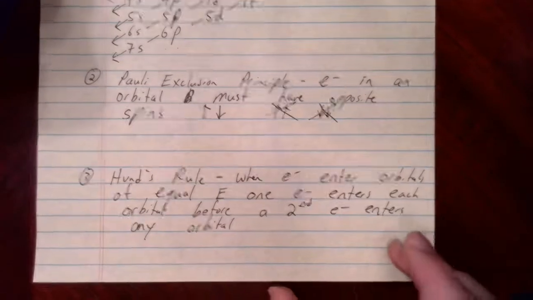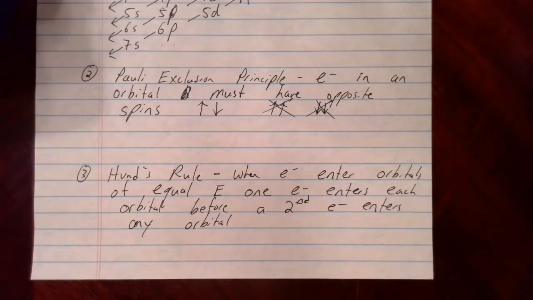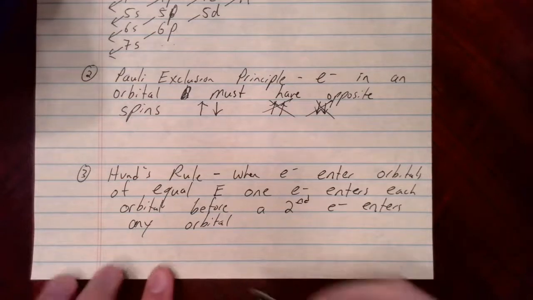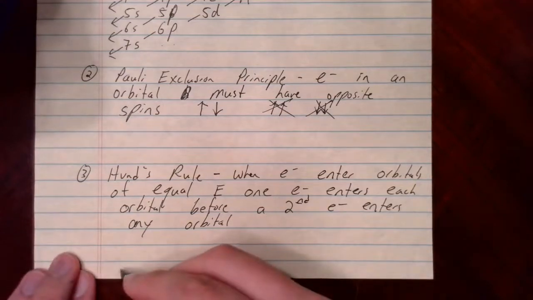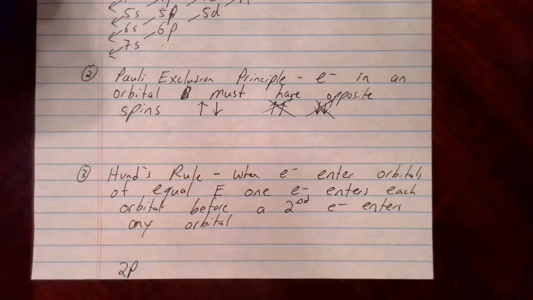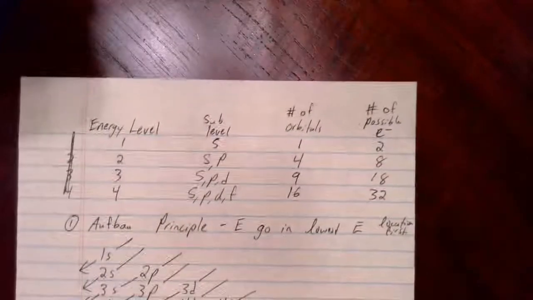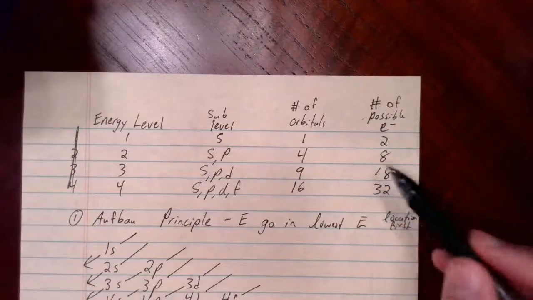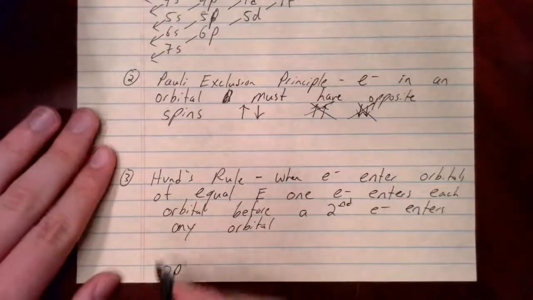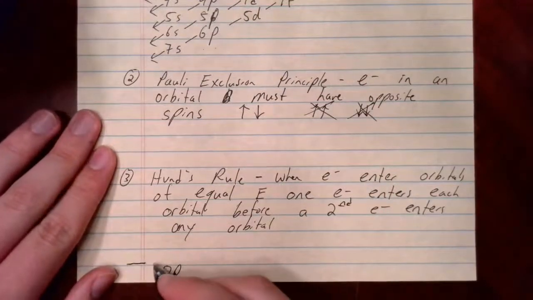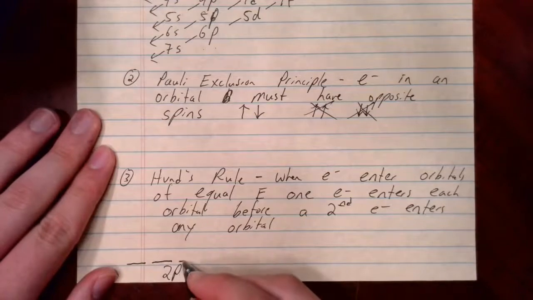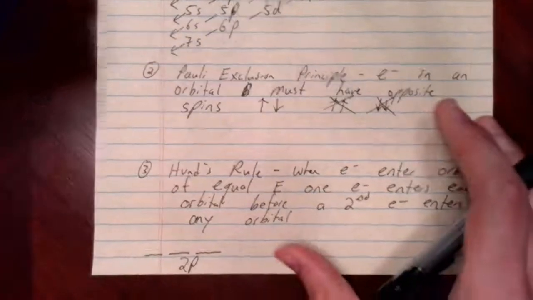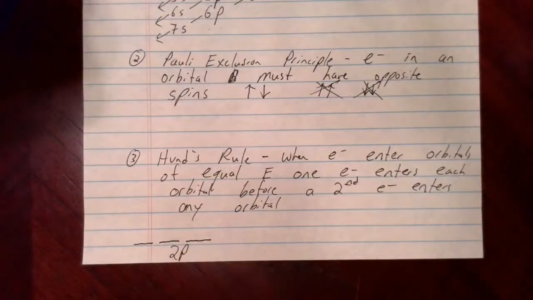That's a lot of words. When electrons enter orbitals of equal energy, one electron enters each orbital before a second electron enters any orbital. So that's a little bit strange. Let's just think about the 2p sublevel. You know that p sublevels have 3 orbitals. We draw orbitals with just little lines like this. So that would be a p sublevel with 3 orbitals.